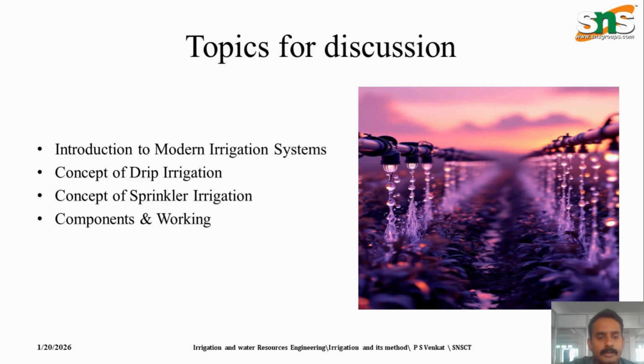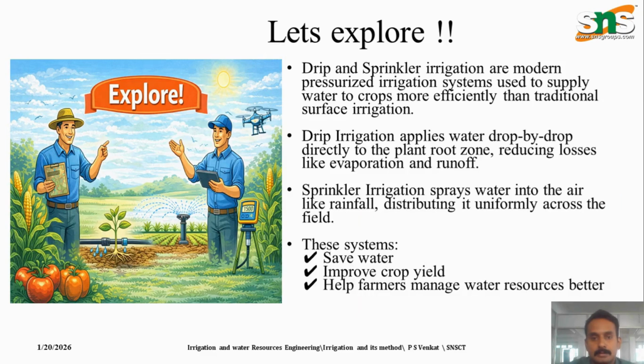In this session, we are going to cover the following topics step by step. First, we will understand what modern irrigation systems are. Then we will study the concept of drip irrigation, sprinkler irrigation, components and working principles of those systems. Finally, we will summarize and check our understanding with a small quiz. So by the end of this lecture, you will have a clear conceptual understanding of drip and sprinkler irrigation systems.